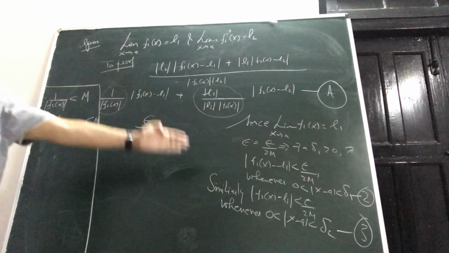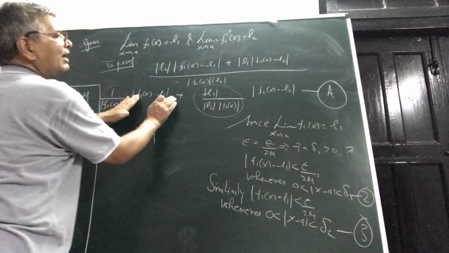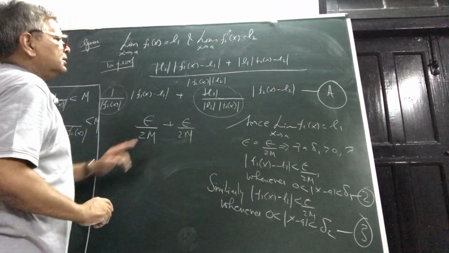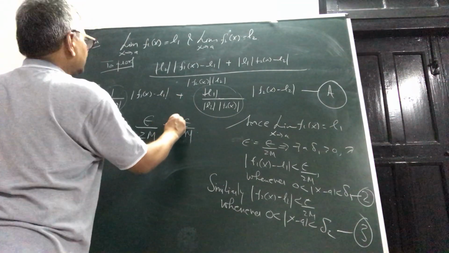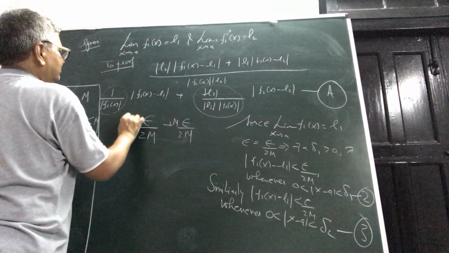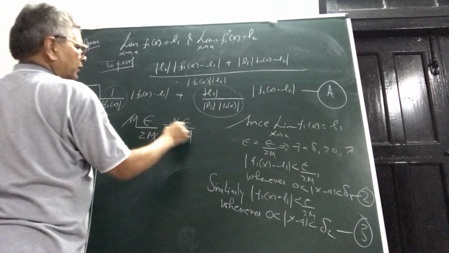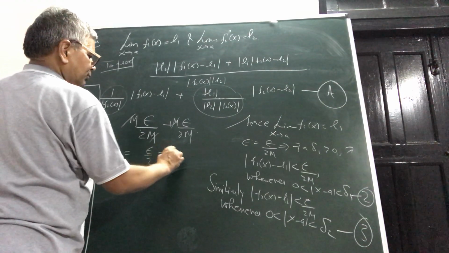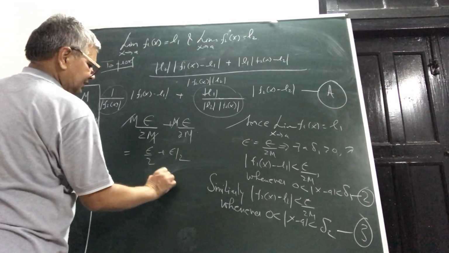So with the help of 2 and 3, we put this value in a. So what will we get? Epsilon by 2m, epsilon by 2m; this is less than m, and this is also less than m. So it will be epsilon by 2 plus epsilon by 2, so this is epsilon.